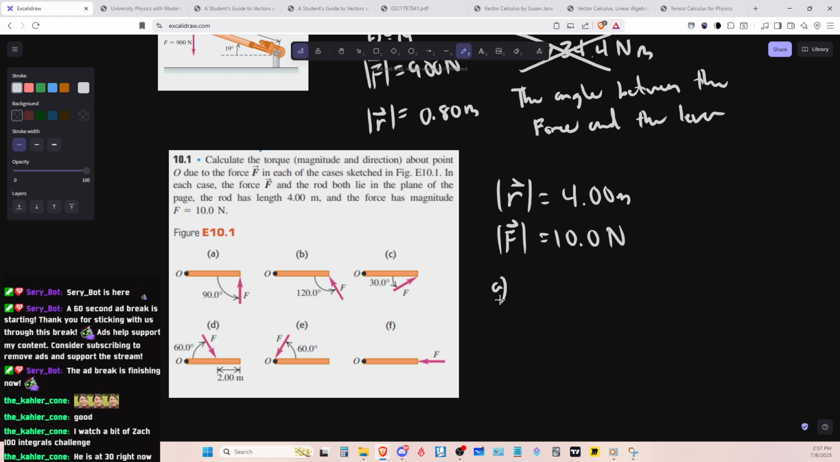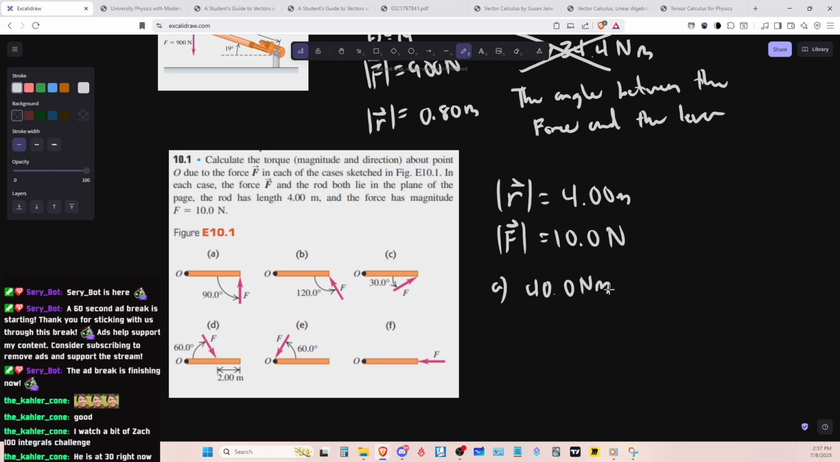For A, since it is 90 degrees, I'm guessing this arrow is the angle, and then the force is going up. If you push it up at a perfect 90 degrees, then you're going to have the maximum. So it's just going to be 40 Newton meters.